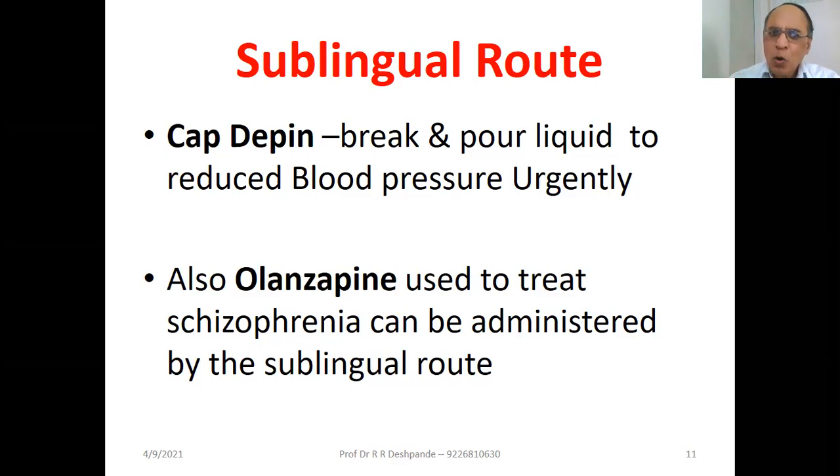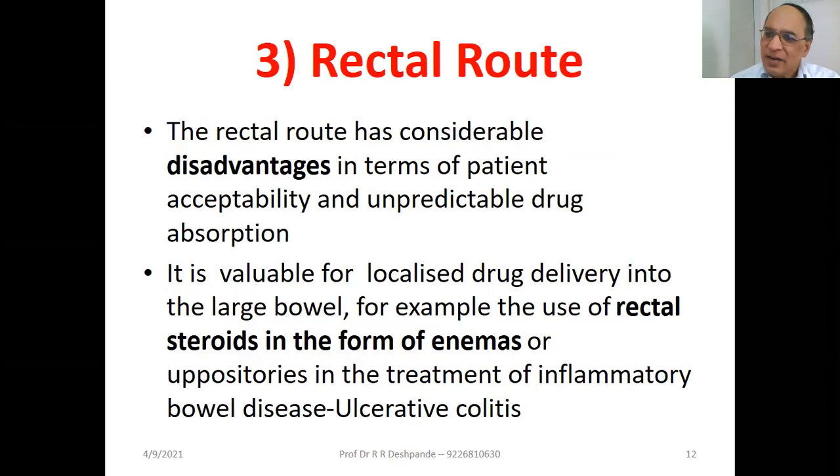Another example, olanzapine. Olanzapine is used to treat schizophrenia, a psychological problem, and can be administered by the sublingual route. The third is the rectal route. The rectal route has considerable disadvantages. People don't like it, in terms of the patient's acceptability and unpredictable drug absorption.